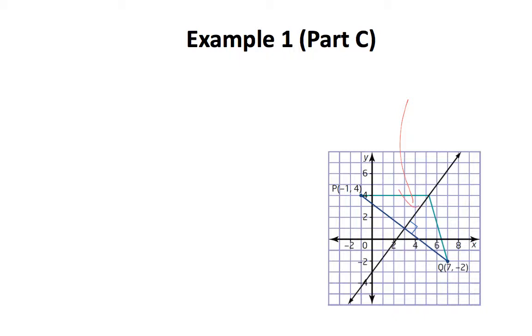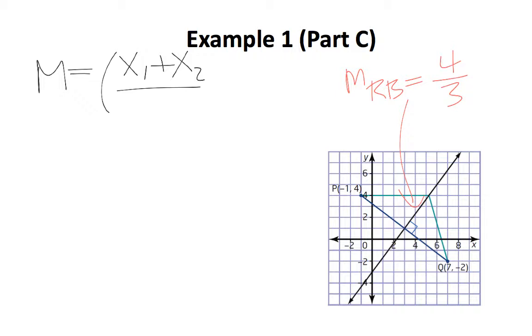We just determined the slope of the right bisector to be 4 over 3. However, we still need to find the y-intercept of the right bisector. And to do that, we're going to need any point on the right bisector. But as you can see, none is labeled. Therefore, we're going to have to find our own. And that is going to be the midpoint of line segment PQ, which is the blue line. I'm going to start with the equation for the midpoint of a line segment. So that's going to be the sum of the x-coordinates divided by 2, and the sum of the y-coordinates divided by 2.